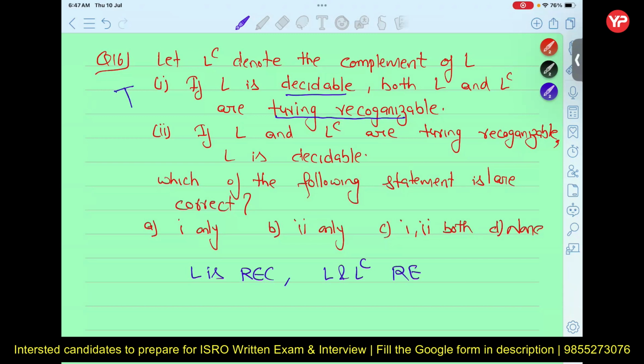Fine. Next, if L and L complement are Turing recognizable, it is the reverse process of the first part. If L and L complement are RE, then L has to be REC. Yes, that's absolutely true. So both the statements are true.